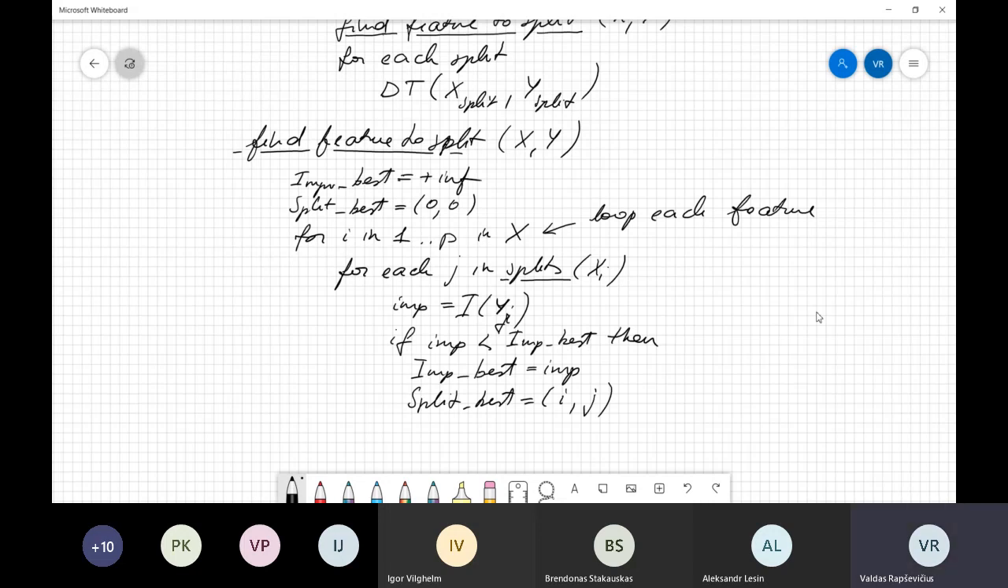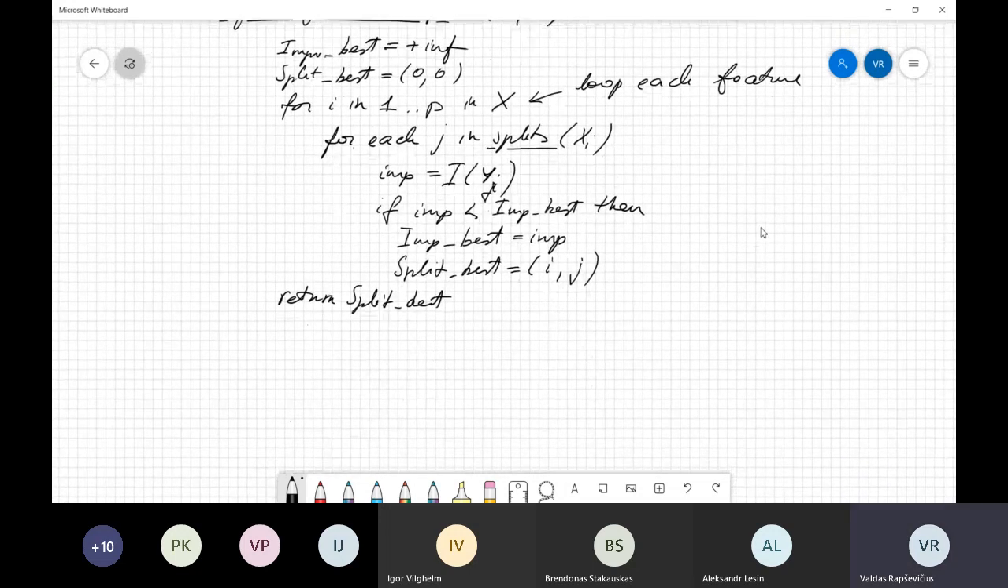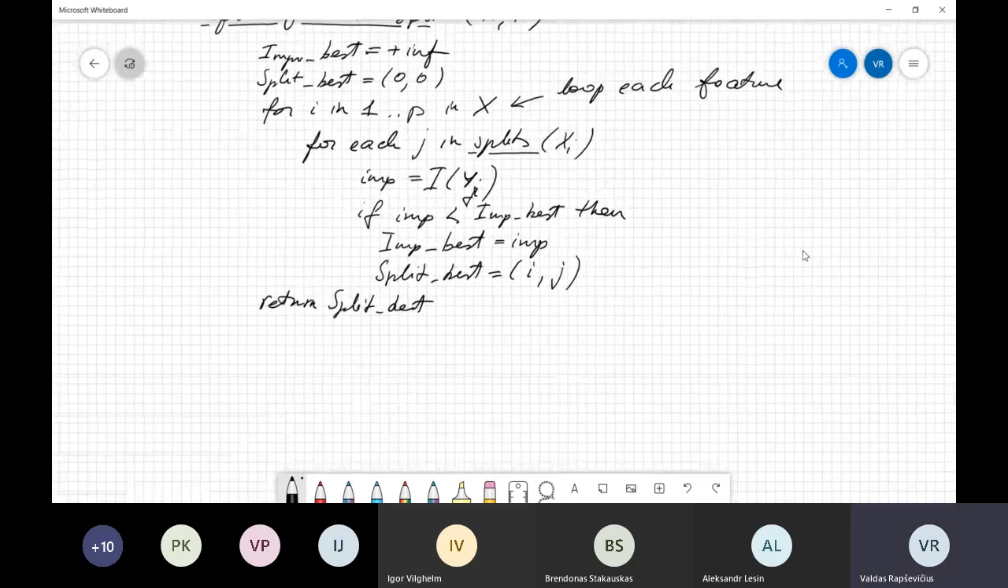Okay, so after everything, we just basically return split best. Okay, we just return split best. So there are two questions in this algorithm. One is how do we split, and another question is how do we compute the impurity, right?